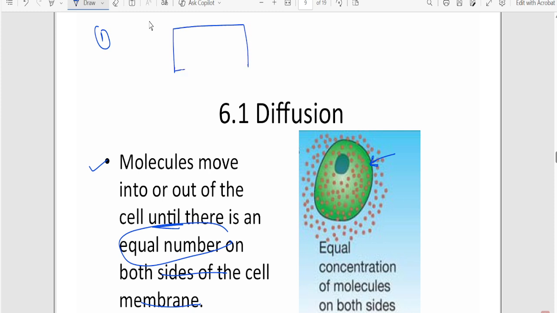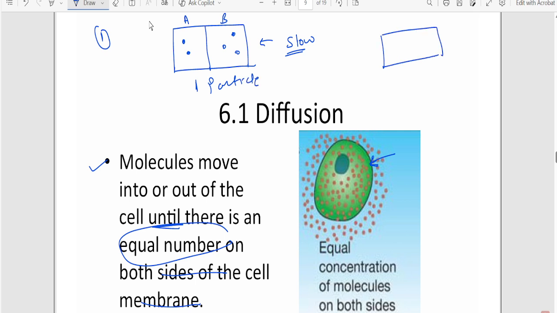Suppose this is A, this is B. If on the A side we have only two particles, and on the B side we have three, the diffusion will be at a very slow rate, right? Because the difference is not that much. There is only a difference of one particle.